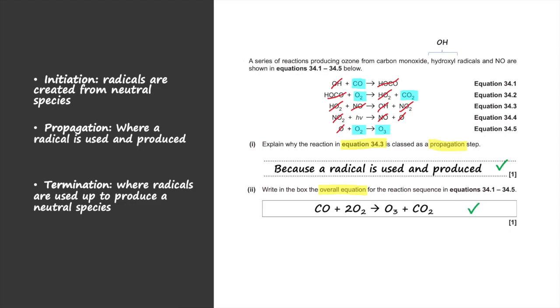Usually in equations, it's good to put down the state symbols next to the molecules. However, as it's clear that this is happening in the atmosphere, it's clear that all of these molecules are gases. Therefore, there isn't that much point putting the state symbols there.